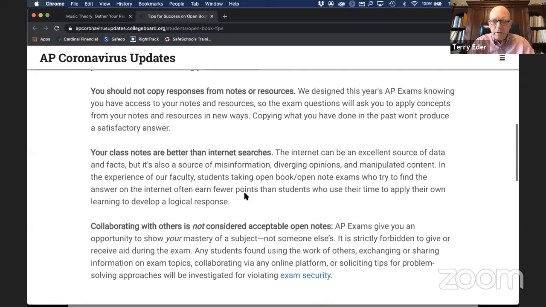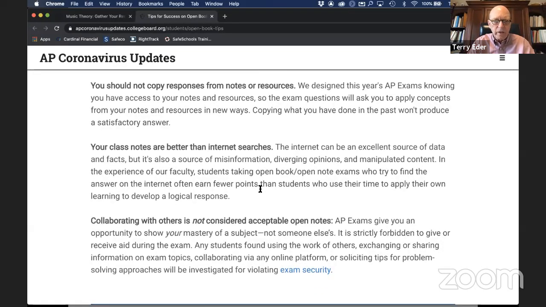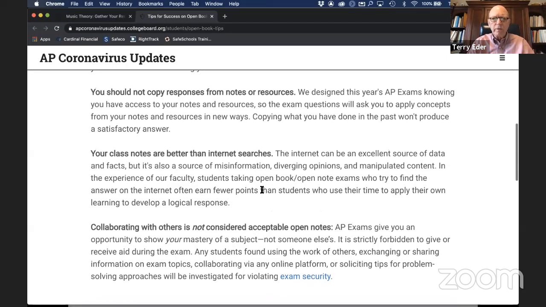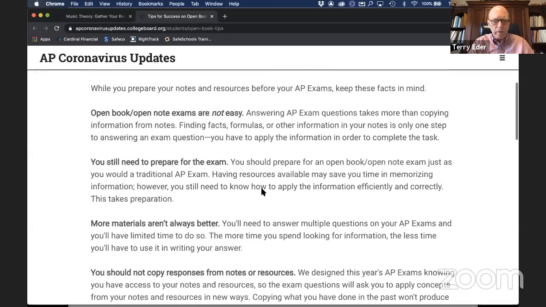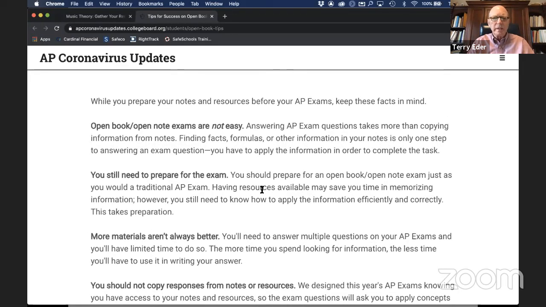Oh my goodness, that's not for us. Class notes, your class notes are better than internet searches. I don't think we'd be going on the internet looking for anything. And then collaboration, of course, we talked about that some last week. You're not allowed to collaborate with each other on this exam.